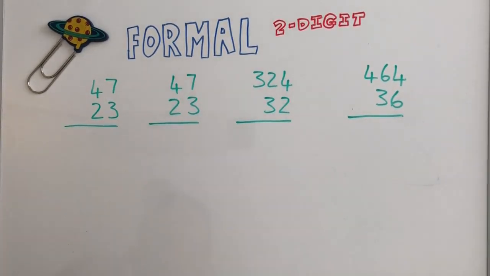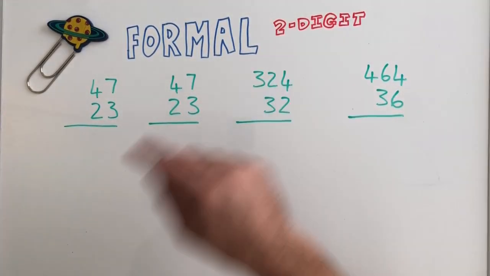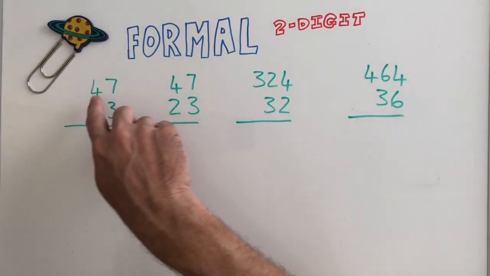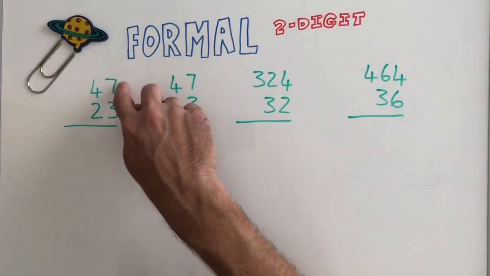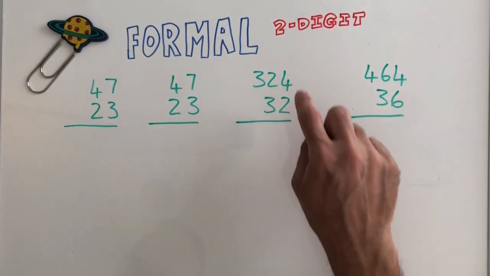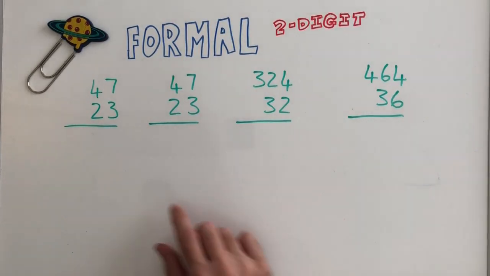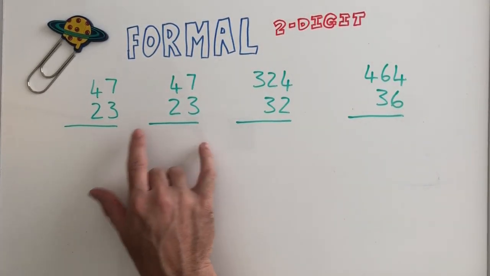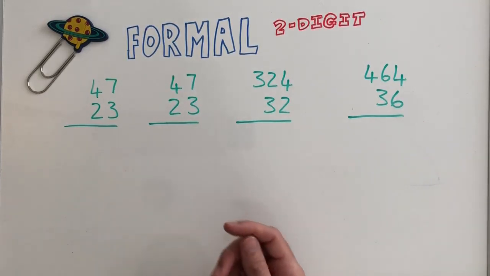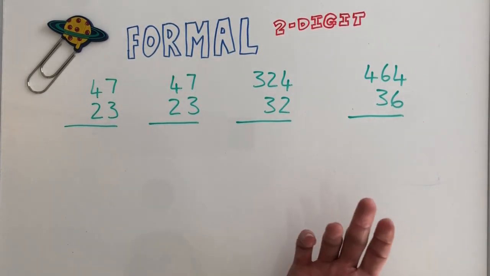In today's video, we're going to do the formal method and we're going to multiply with two-digit numbers. So instead of 47 times 3, maybe we're doing 47 times 23. So it's 2 digits times 2 digits and 3 digits multiplied by 2 digits. So in the first one, I kind of made the same example just to show you there are two ways of carrying over. You can do which one you prefer.